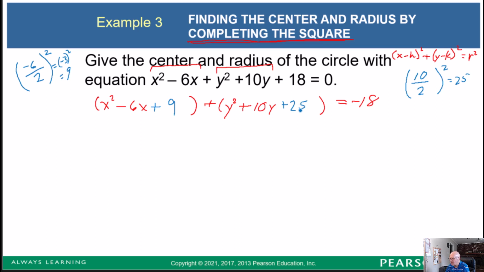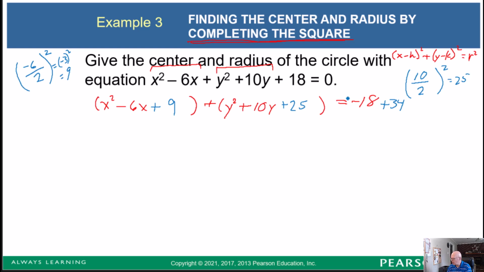Now notice what I've done. I've added 9 to the left-hand side, and I've added 25 to the left-hand side. All told, I've added 34 to the left-hand side. What's wrong with that? Well, it's not equal anymore. To balance it out, I have to take that 34 that I added over here and add it to the other side as well. Now it's balanced again. Now we can write that equals. Now we're ready to keep going.